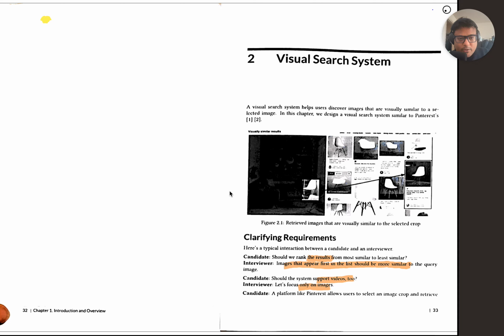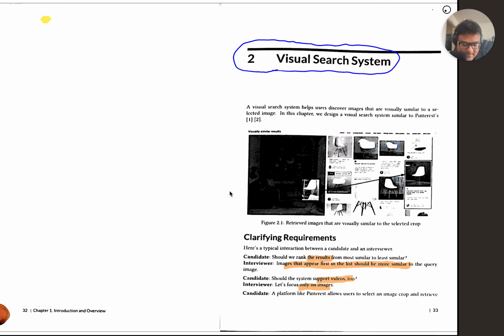Okay, so I'm going to cover this question, which is typically asked in companies, called design a visual search system. Chances are, if you're interviewing for Amazon's visual shopping team, or for Pinterest, or for any of the e-commerce companies, they will ask you to build this kind of system.